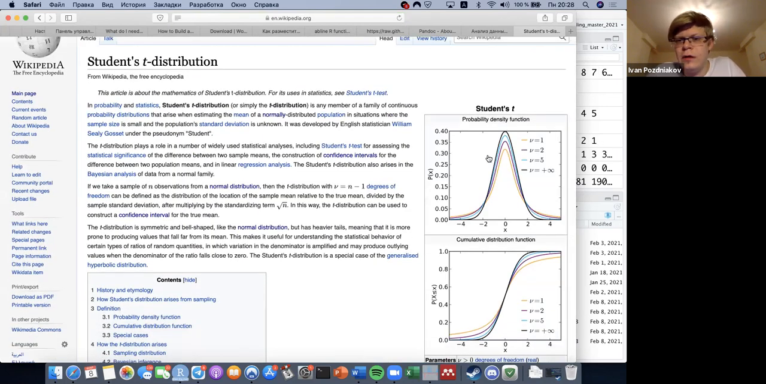When your sample size becomes larger, the distribution resembles the normal distribution even more. When the sample size tends to infinity, the shape of the t-distribution tends to normal. But when the sample size is not so big, it has heavier tails, because for the t-test we don't know the standard deviation in the population, and we need to base our calculation on its estimation.